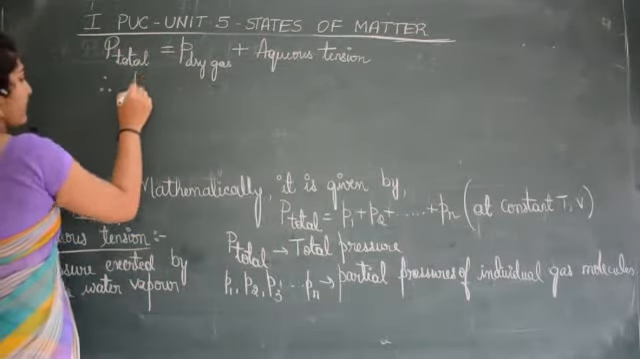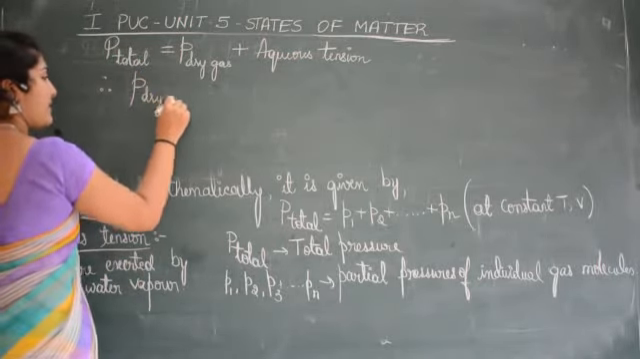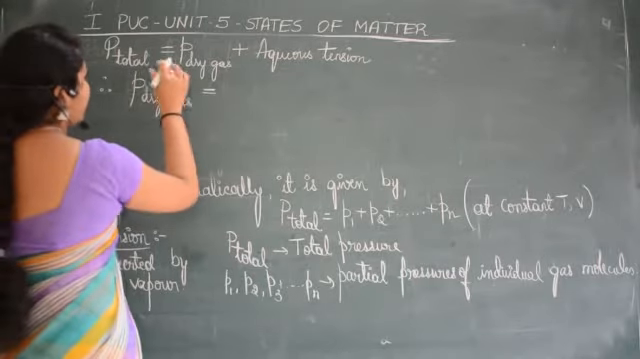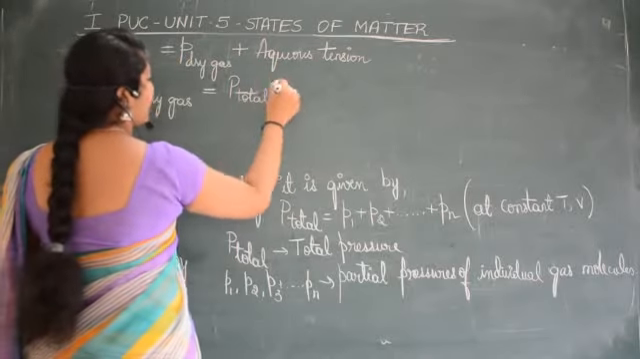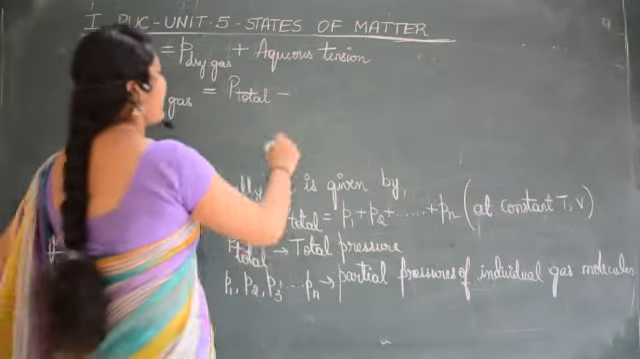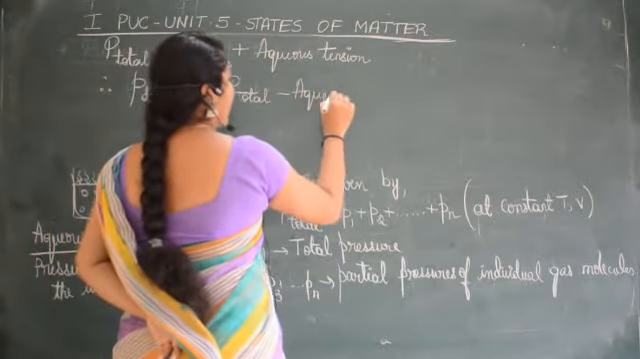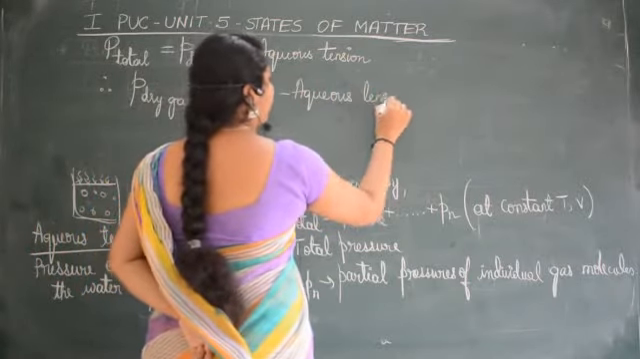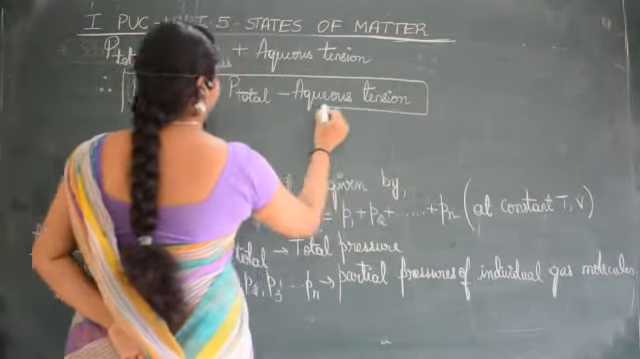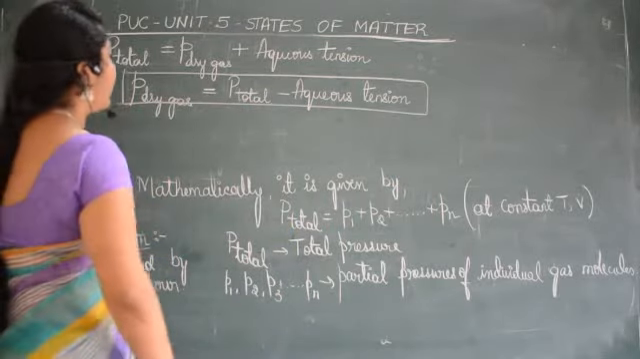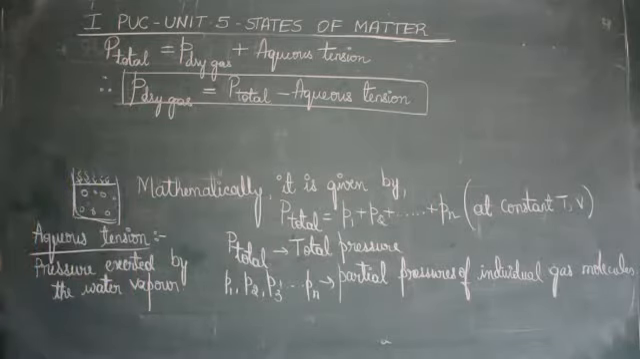Therefore, pressure of dry gas is equal to total pressure minus aqueous tension. Make a note of this point, where you can calculate the pressure of dry gas by subtracting the aqueous tension value from it. I need not mention, isn't it?